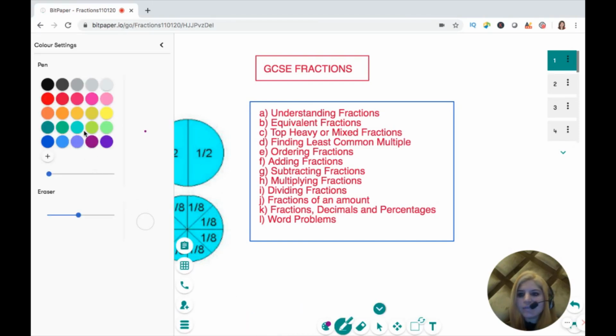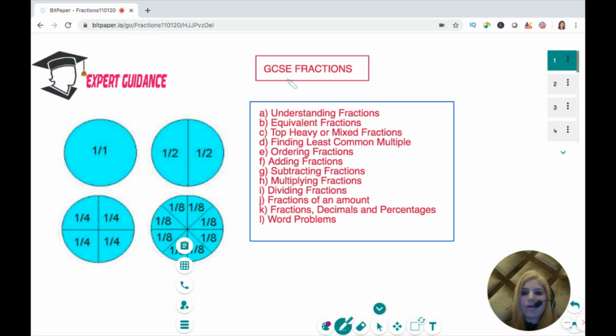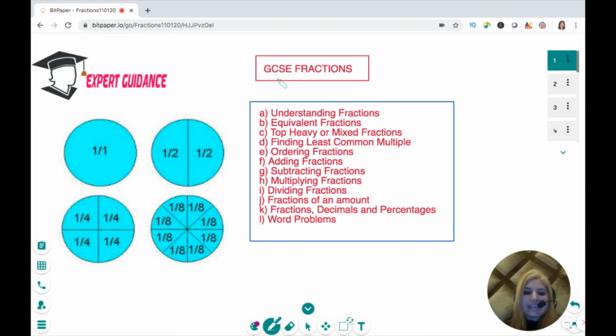Today in this video, we'll be covering the topic of fractions. Now, this is a very important topic for your maths paper. And this topic we are doing since Key Stage 2. So what we'll be doing in this video is going over this whole topic, covering everything you have learned in your key stages up to GCSEs.